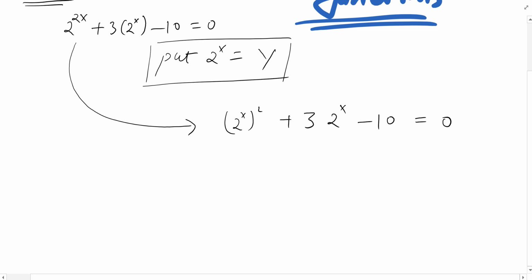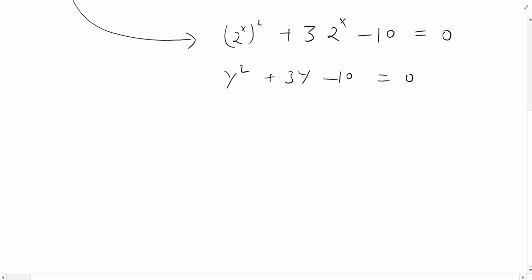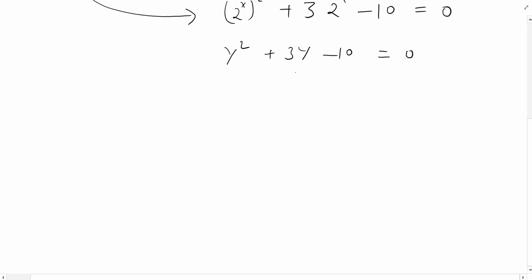And now the next thing is you substitute 2x as y. 2x is y, so we get y squared plus 3y minus 10 equals to 0. So now Mackenzie, you see we have a quadratic equation there. We have to just solve that equation and find the values of y, then substitute the exact value of y back.